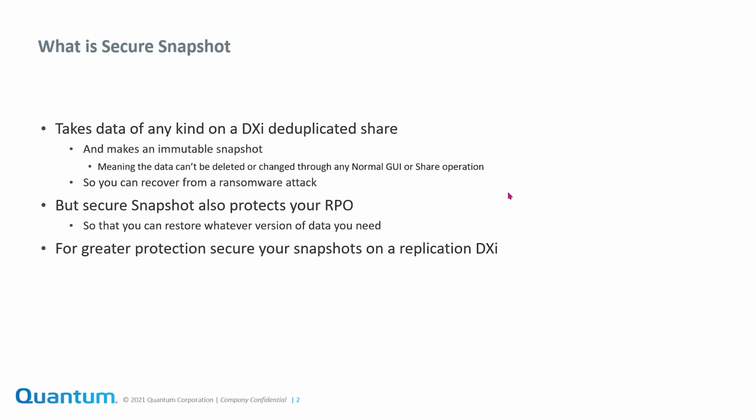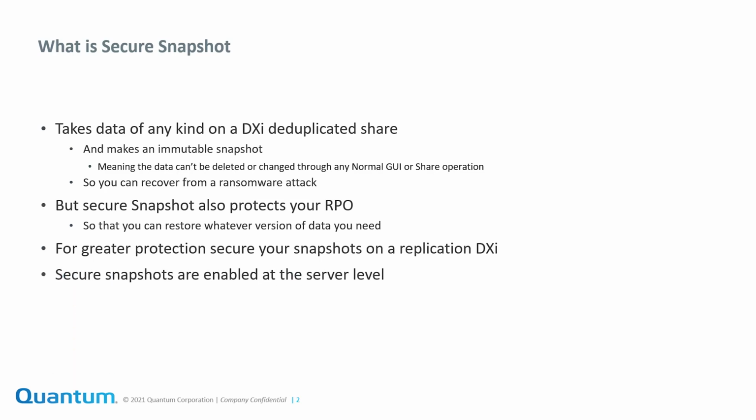Now, for greater protection, you can also secure snapshots on a replication DXi. So if you're replicating between two DXis, whether it's a V5000 and a physical or any mix of DXis, you can put secure snapshots on both sides of that replication, just doubling your protection and giving any malicious actor two different systems they have to get into.